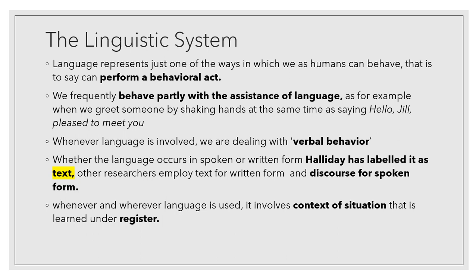When we talk about the verbal behavior of a language, there are two kinds, spoken and written. According to Halliday, both written and spoken forms are called text, spoken text and written text. But other researchers say that text is only used for the written form, and discourse represents the spoken form. So it's just two different definitions, text and discourse.